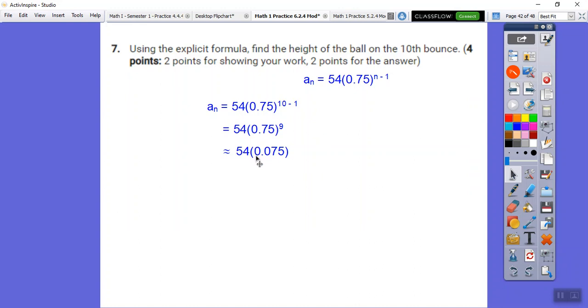It's going to give me an approximate answer of 0.075. This squiggly line means approximately equal. You have to do this exponent first. So 0.75 to the 9 is approximately 0.075, and there was a whole bunch of decimals after that. I just rounded it off. Then I have that with all those decimals in my calculator, and I'm just going to hit times 54, and then equals, and you get 4.05 inches. So the 10th bounce is going to be 4.05 inches.